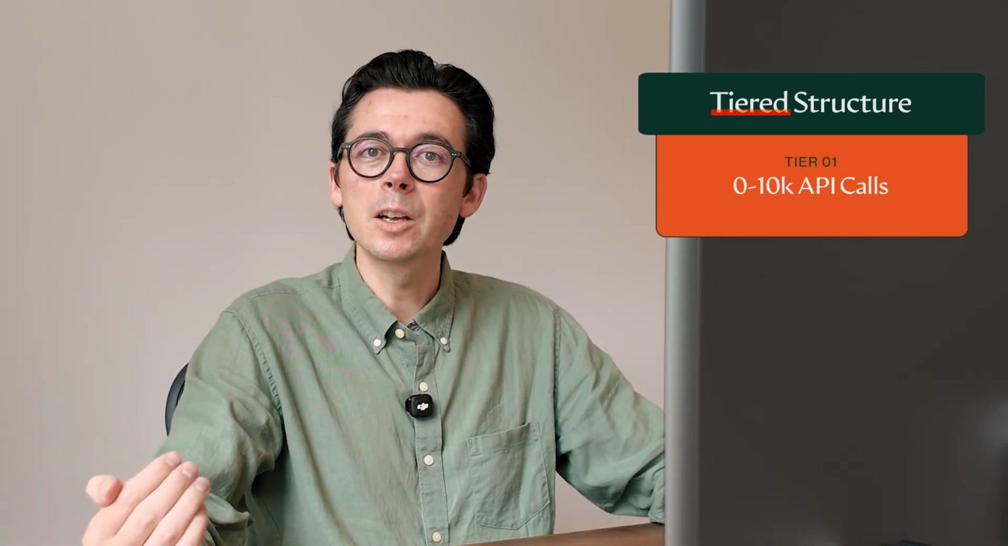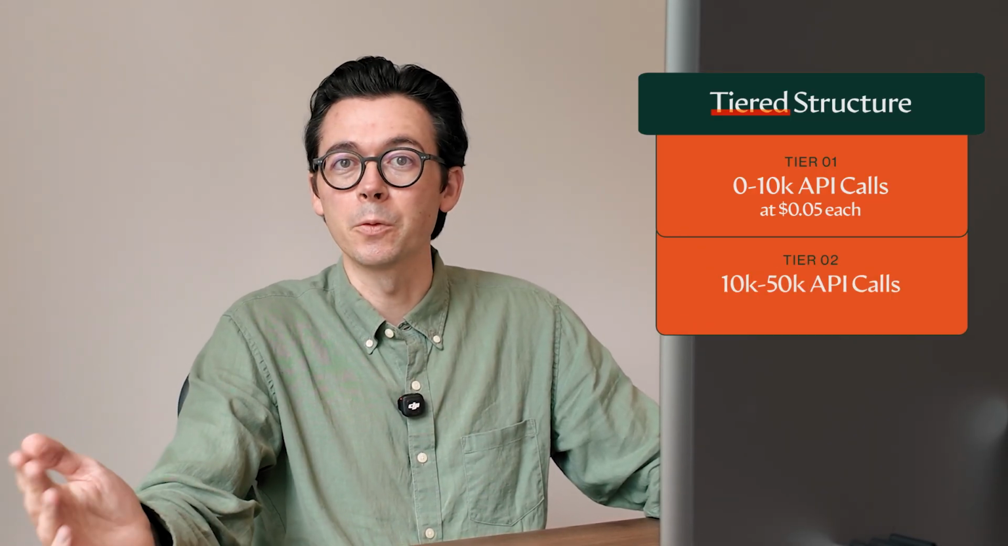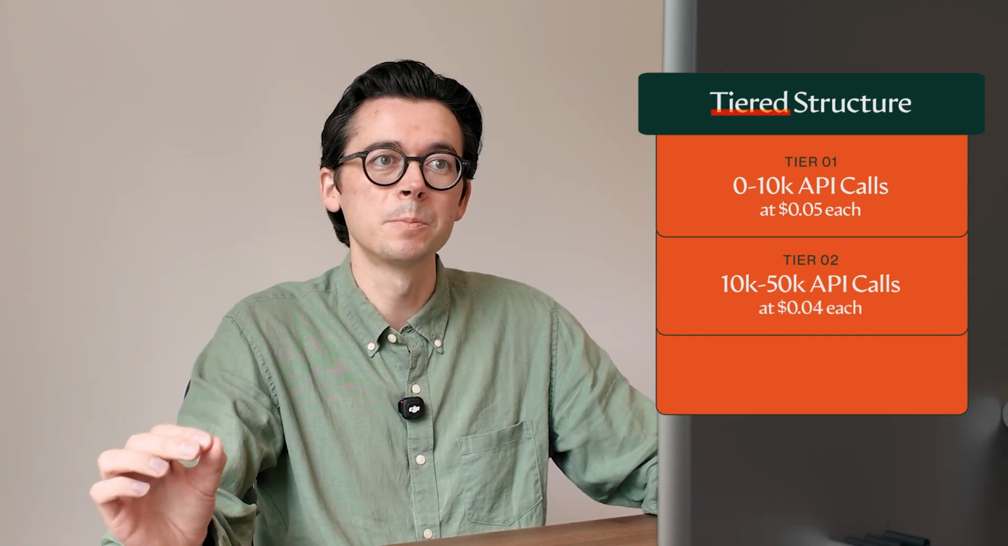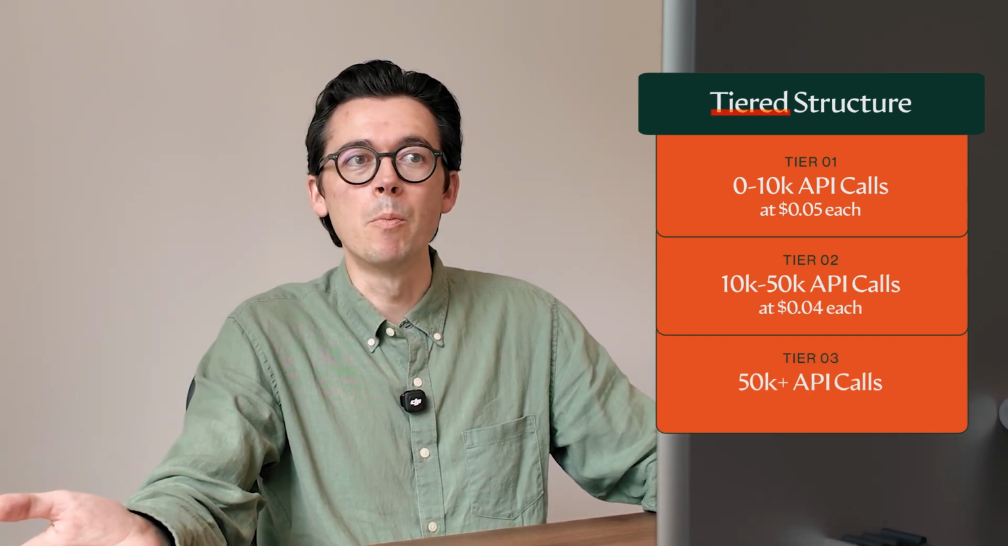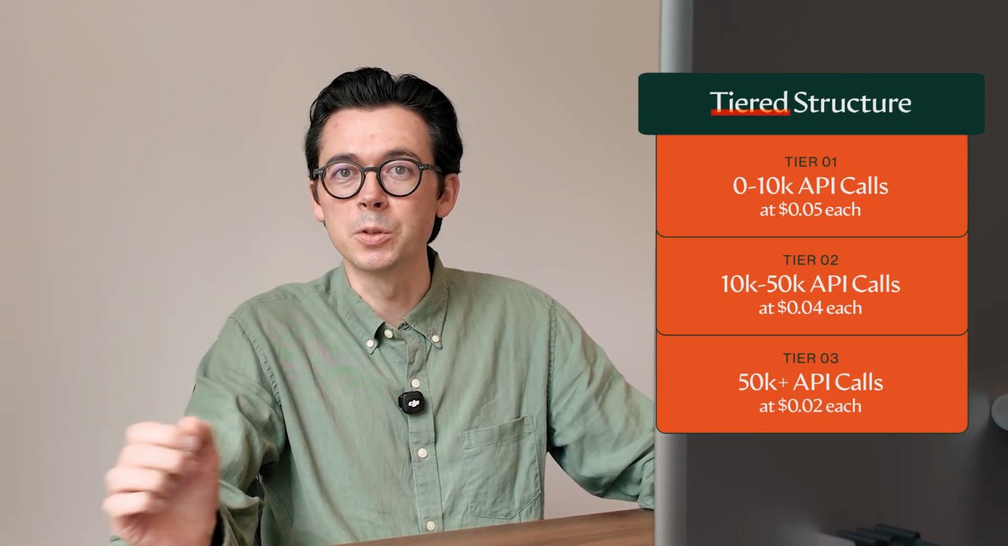Tier 1 would be for the first 10,000 API calls, which are 5 cents each. Then Tier 2 would be anything between 10,000 and 50,000 API calls at 4 cents each. And then Tier 3 would be anything above those 50,000 API calls, and those would be at 2 cents each.